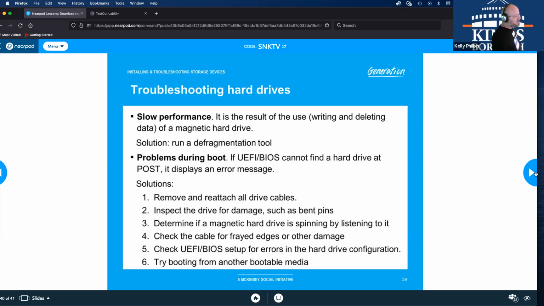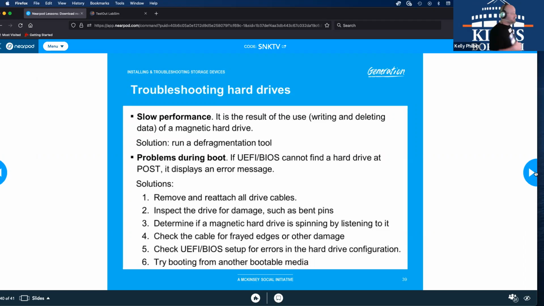Determine if a magnetic hard drive is spinning by listening to it. You can hear it whir up, like the buzz that comes from your computer as you're booting up. You can also hear the magnetic or the read/write head moving around, so you can hear it accessing the hard drive. The cables that you're using, check for fray or damage. It happens. Sometimes people don't do good cable management, and when they close the case or they clip things in, the cables get pinched and it damages the cables and they don't work as well.